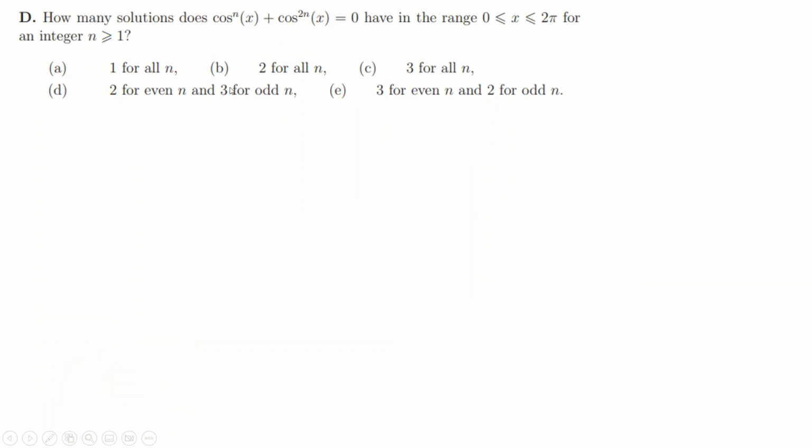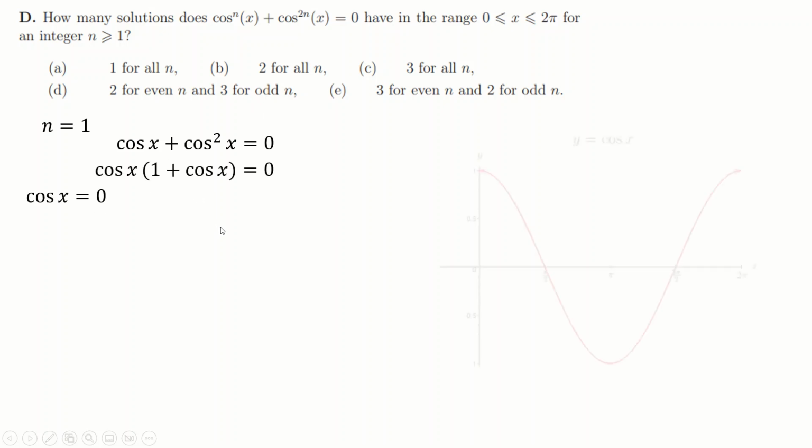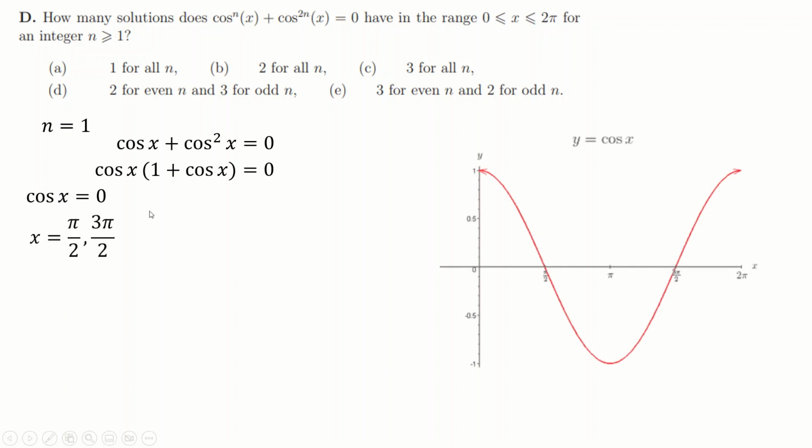Good. D, how many solutions does that have for integer n? You can do this entirely algebraically, but I think the quicker way is just to choose n as 1 first and solve that equation. So if you put in n as 1, you get this, factorise out, have solutions that cos of x equals 0 or 1 plus cos of x equals 0. Of course, cos of x equals 0 at pi over 2 and 3 pi over 2. You can draw the cos graph to clarify. You also have this, which is this, and then that solution is at pi.